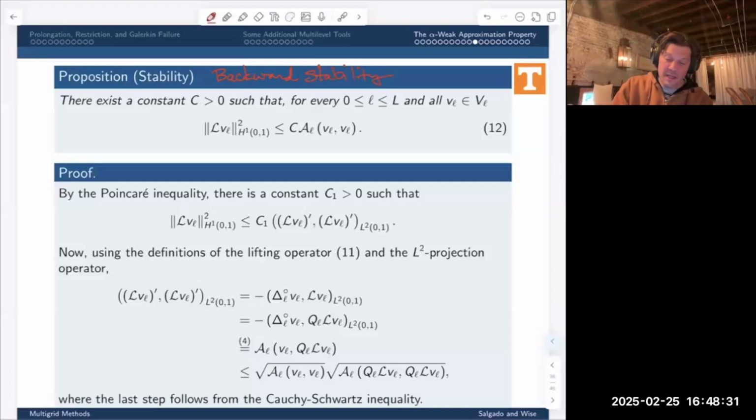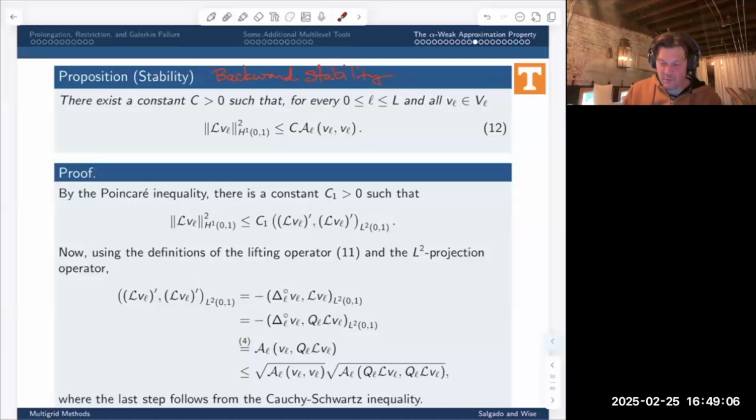I don't know. It's not the usual normal forward stability. Let's just put it that way. So for every one of these, there exists a constant, which should be independent of L, I believe, times AL(VL, VL). So this is like a norm squared, and this is a norm squared. I think I said that wrong. Let me say the lifting of VL in the H1 norm squared is less than a constant times the norm of VL in this new energy norm, this discrete energy norm.